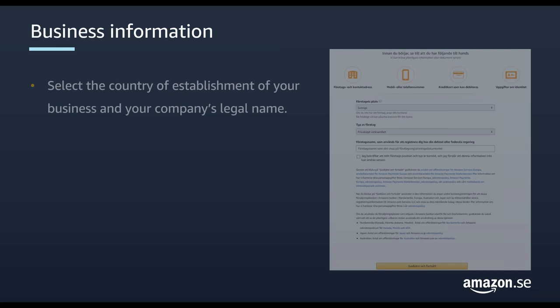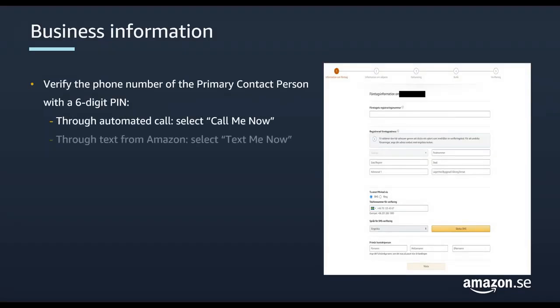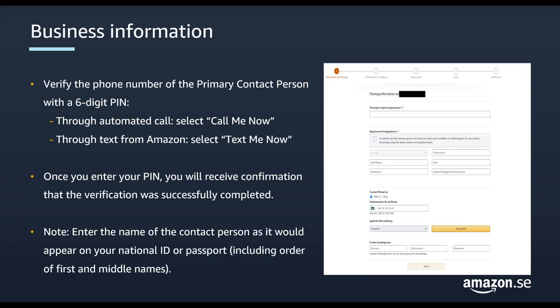Then you'll be asked to select the country of establishment of your business and your company's legal name. Make sure that the company's legal name matches the name on your legal documents. You will also be asked to carefully read and review the Amazon agreements and policies listed below. After clicking on Agree and Continue, you'll be asked to provide your business address, phone number, company registration number, and primary contact person. If you're registering as an individual, then you'll be asked for seller information in the next section. After you've inserted all the information, click on Save and Continue.